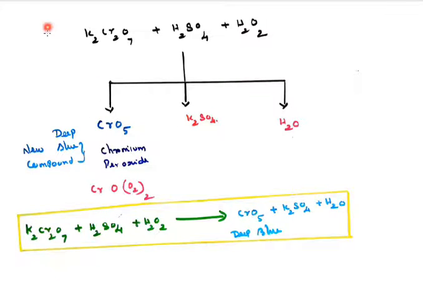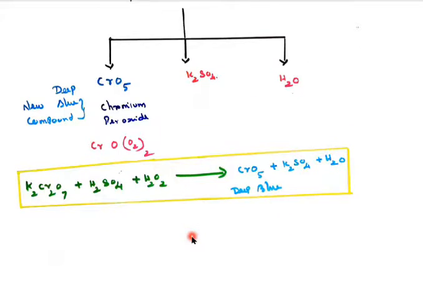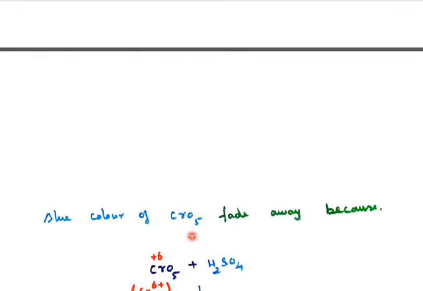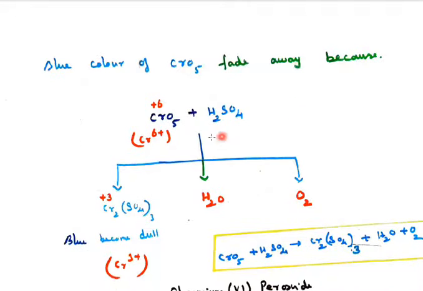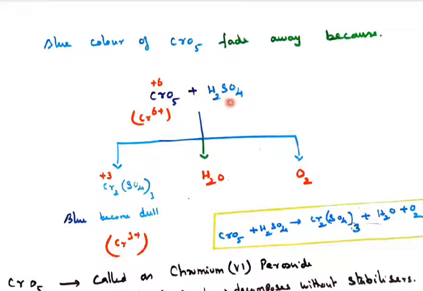Now I will write the equation: K2Cr2O7 plus H2SO4 plus H2O2 gives a deep blue color solution of CrO5, potassium sulfate and water. Please balance this equation. The blue color solution of CrO5 fades away because of the sulfuric acid we are using. So CrO5 plus H2SO4 forms chromium sulfate, water and oxygen. Chromium combines with the sulfate to form chromium sulfate.